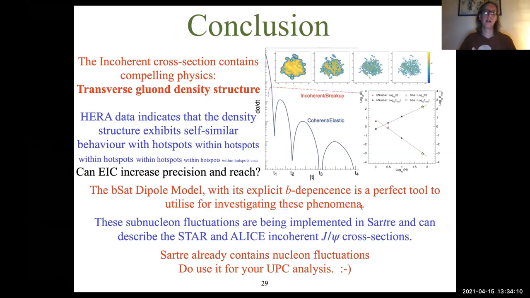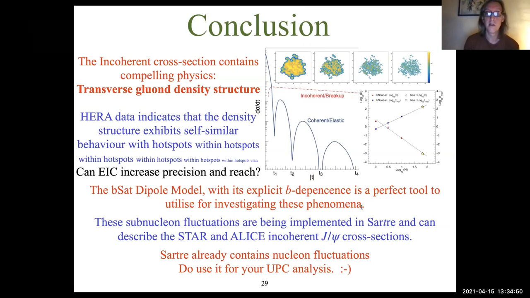So to conclude, the incoherent cross-section contains some very compelling physics, I think, some transverse gluon density structure. HERA data indicates that the density structure exhibits some self-similar behavior, with hotspots within hotspots within hotspots, and so on. So the question is if the EIC can increase the precision. I think it's quite obvious that it can, and also the reach on this, since the focus on the EIC so far has been to measure the small t, and the coherent cross-section.